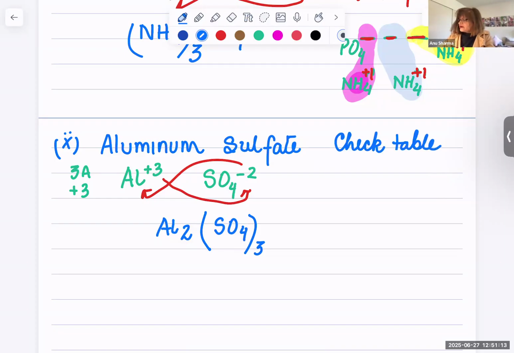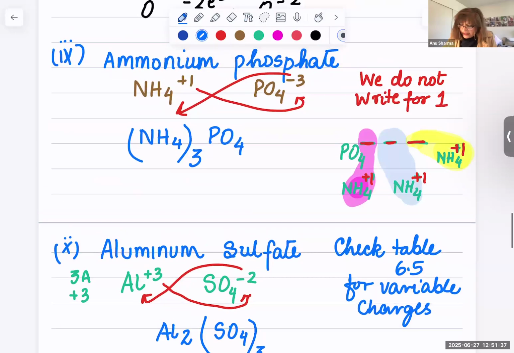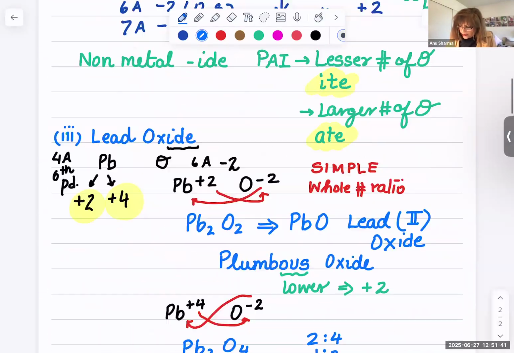So which table is that? This is Table 6.5 for variable charges. Just to double check. Otherwise, with practice, you would know aluminum is in group 3A, it's on the top, and so forth. So that's the deal with the naming and writing the formulas and why certain things happen. We did quite a bit here.